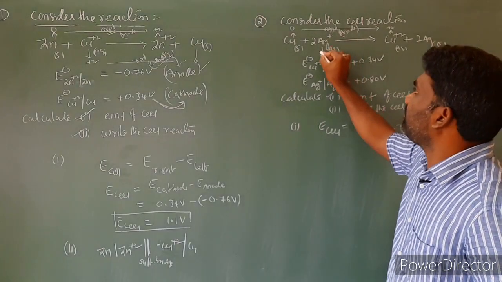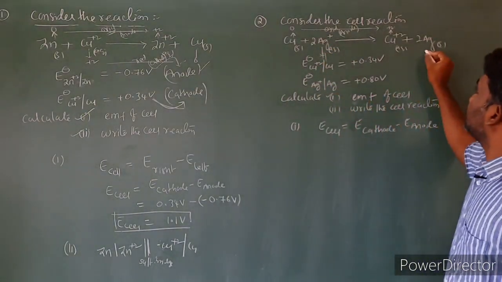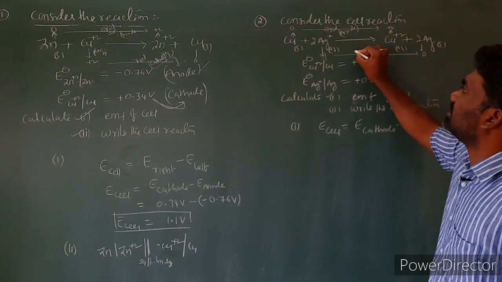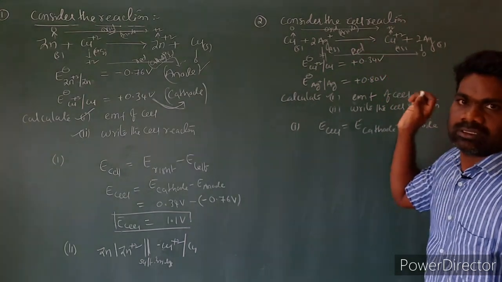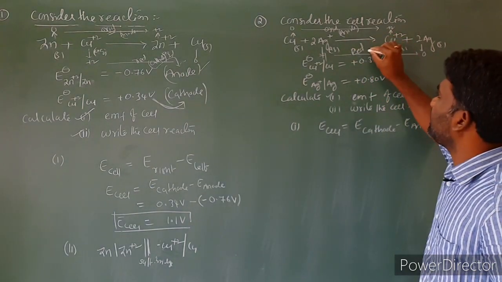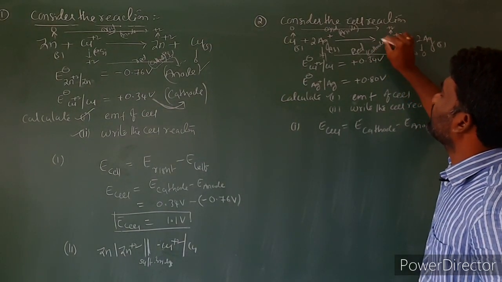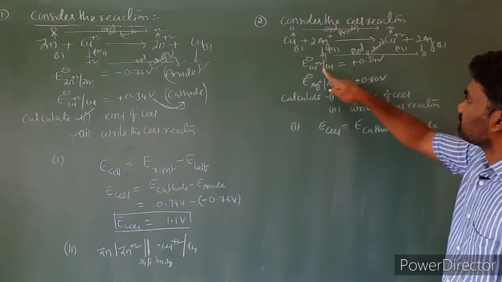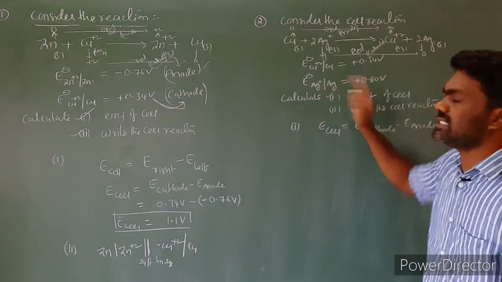Here silver is plus 1 and silver converts into 0. Plus 1 to 0, the oxidation number is decreased. A decrease in oxidation number is called reduction. So this electrode is the cathode. So we identified: copper is anode, silver is cathode.